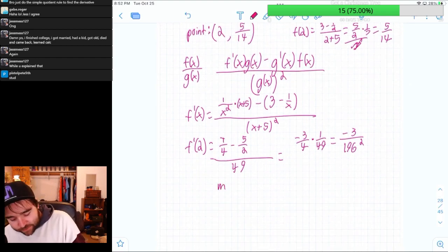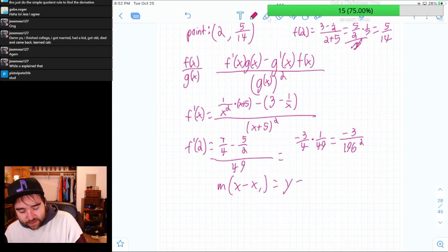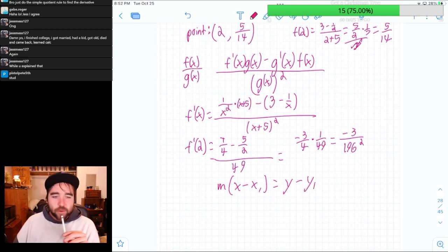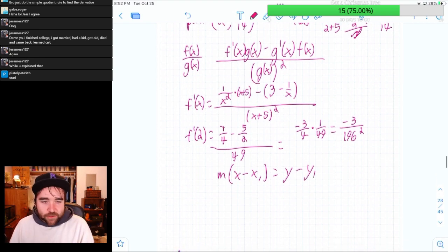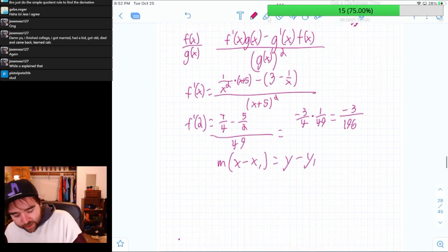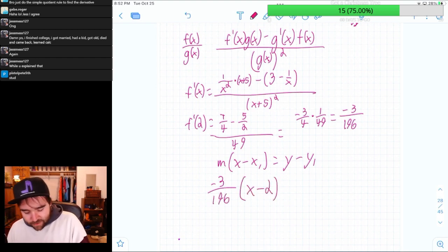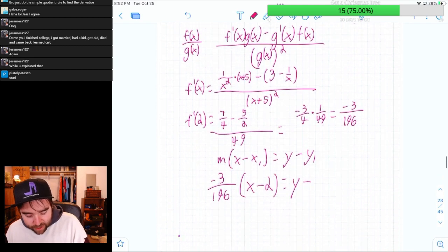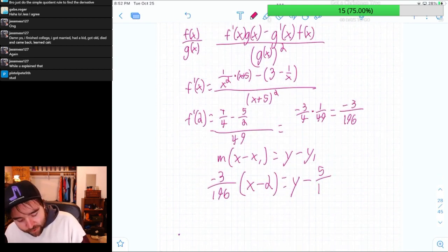Because remember, the nice, simple, easy way to write the equation of a line is just point-slope form. Slope times x minus x1 equals y minus y1. So from now, we're just going to use that. So we're going to have our slope, negative 3 over 196, times x minus 2 equals y minus the y value we calculated, which is 5 over 14.